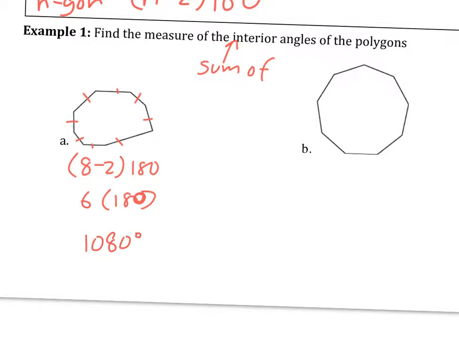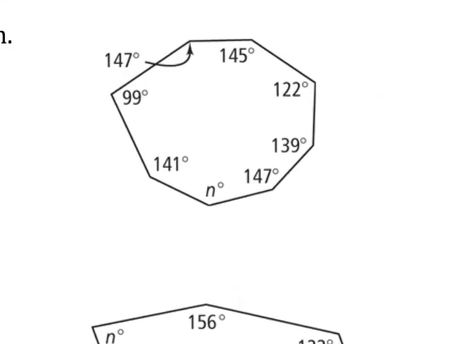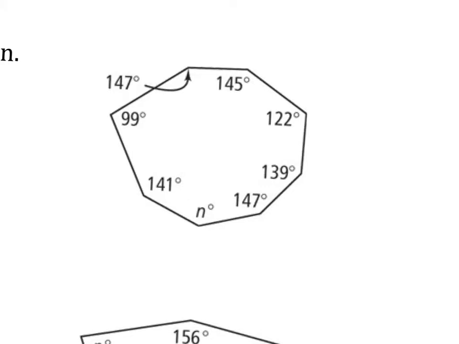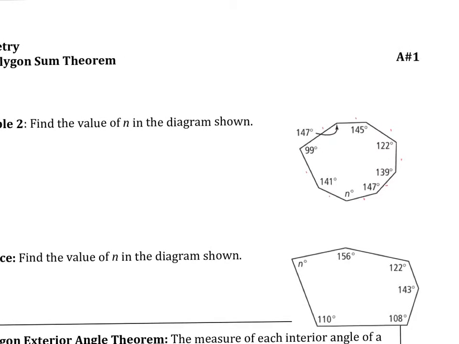1080 degrees. All right, where we're going to try to find an unknown variable. So what's the missing angle? If you count them up, 1, 2, 3, 4, 5, 6, 7, 8. This too is an octagon. So to find the value of n, what we're going to do is find the sum and set it equal to the sum. And you say to yourself, self?